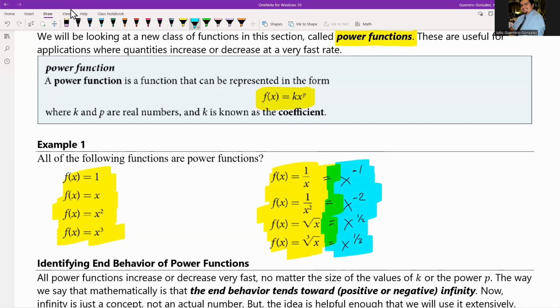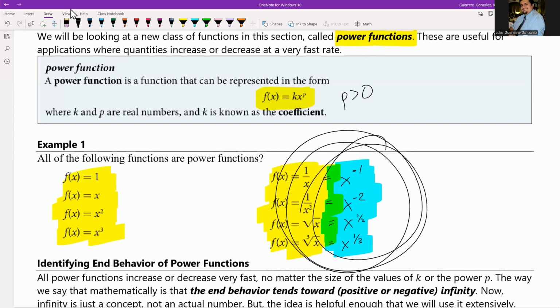Okay, but for now, I want to concentrate on the power functions where this p that's up here is going to be bigger than 0. We will eventually mess with the others, but not yet.